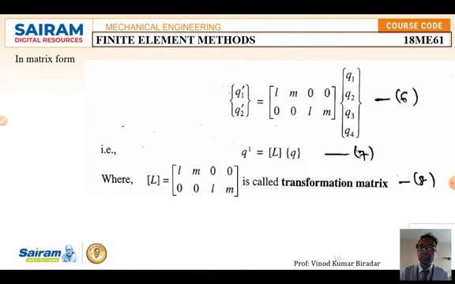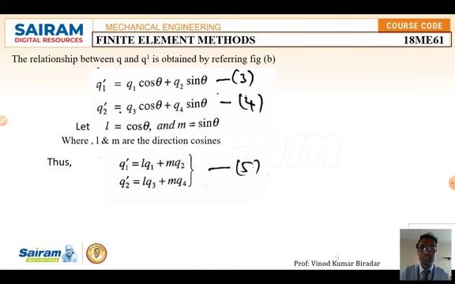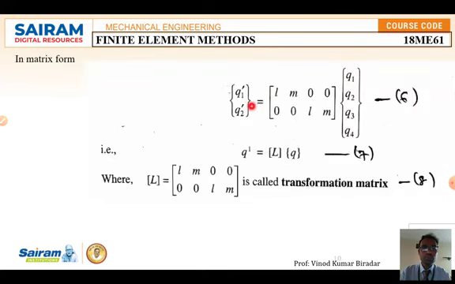The same you have to write in matrix form. You get q1 dash and q2 dash equal to the matrix [L M 0 0; 0 0 L M] multiplied by the displacements q1, q2, q3, q4. If you multiply this, you get the same values as equation 5. Give equation number 6. Again, to simplify, let us assume this one is q dash, this one is L, and this one is q, where L is the matrix [L M 0 0; 0 0 L M]. This is called the transformation matrix. Give equation number 8.